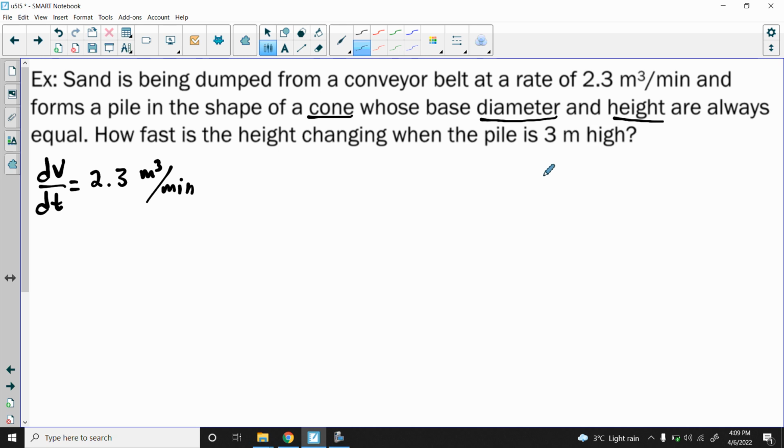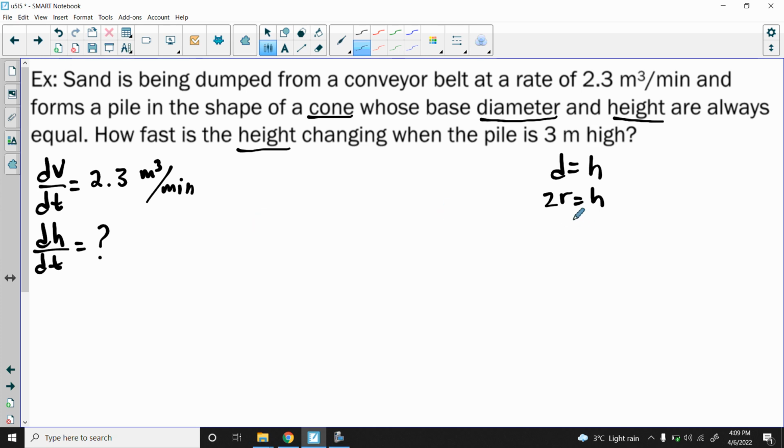So I can write that diameter is equal to height. Diameter equals height. So then that becomes 2r equals height. Okay. So how fast is the height changing? So again, that's my dh over dt, which is a question mark. That's what I'm looking for.